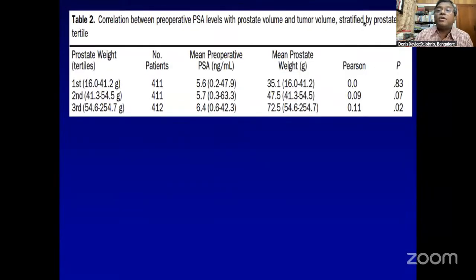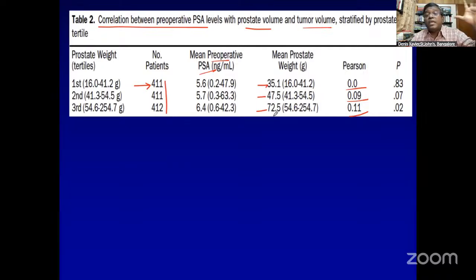Okay, so let's look at the results here. This is the correlation between preoperative PSA level with prostate volume and tumor volume. So this is the preoperative PSA. These are the number of patients. So 1200. For some reason in these 3 tertiles, somewhat equally, it is 411. Mean prostate weight 35, 48, 73. This one is 0, 0.09 and 0.11. So at mean prostate weight of 73, the p-value is significant.